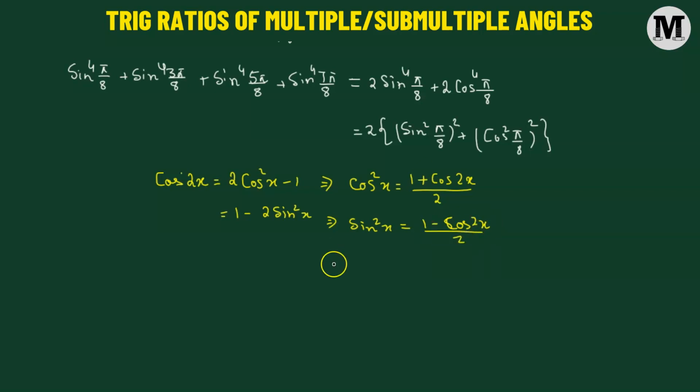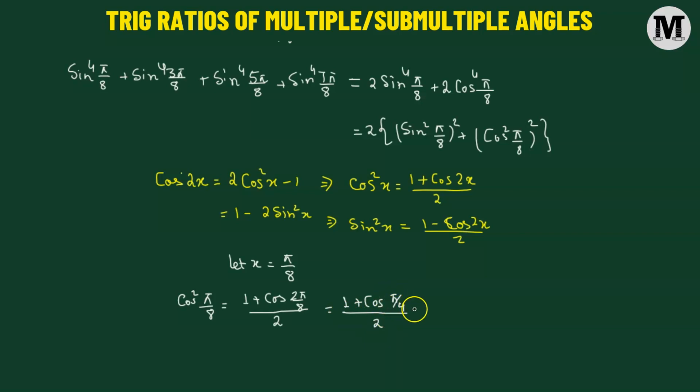Now we're going to make an assumption here. So let's say, let the x value be equal to pi over 8. So if x is pi over 8, then cosine squared, in place of x we're going to replace with pi over 8. So we have cosine squared pi over 8, that will become equal to 1 plus cosine of 2 times pi over 8, so we get 2 pi over 8 whole divided by 2, which will be equal to 1 plus cosine of pi over 4 divided by 2. Now, cosine of pi over 4, that's a standard value, which is 1 over square root of 2. So we should get 1 plus 1 over square root of 2 divided by 2.